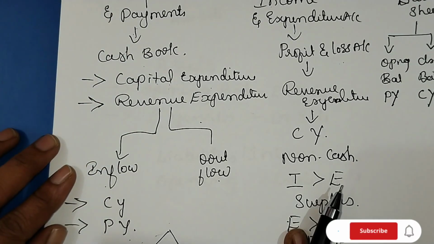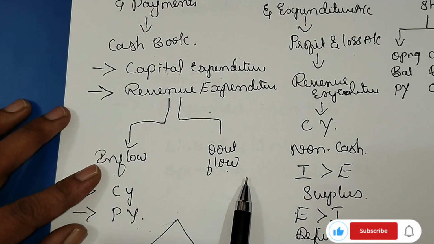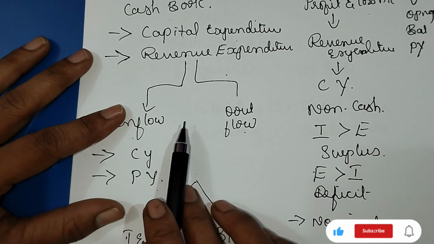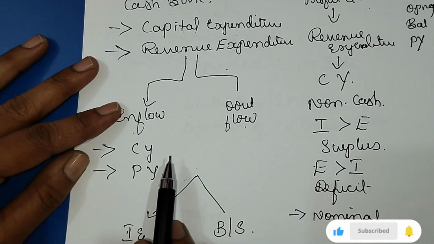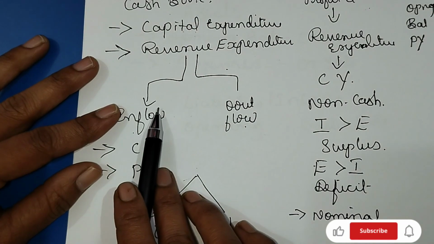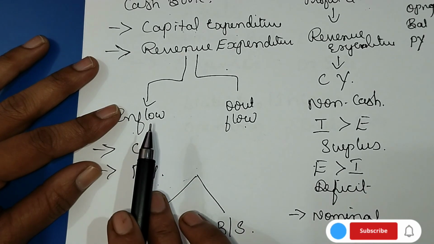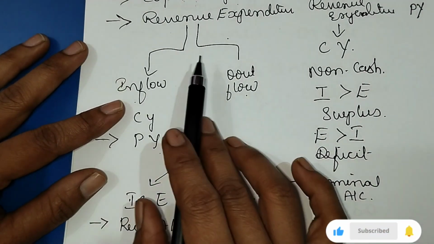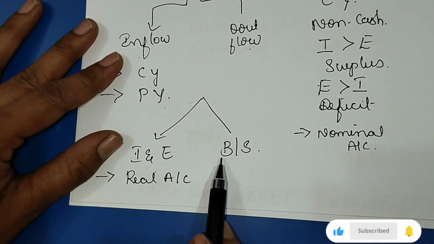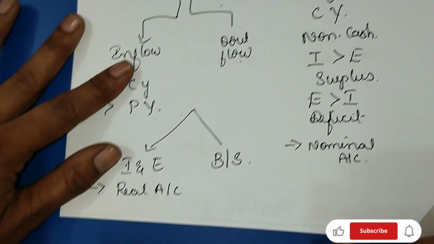And why are we preparing this receipts and payment account? To know the inflow and outflow of cash of the business. And under receipts and payment account, we are taking the current year as well as the previous year transactions, and we are not recording any non-cash expenses. And this helps us to prepare the income and expenditure account and the balance sheet. And this serves the purpose of the real account as already said.